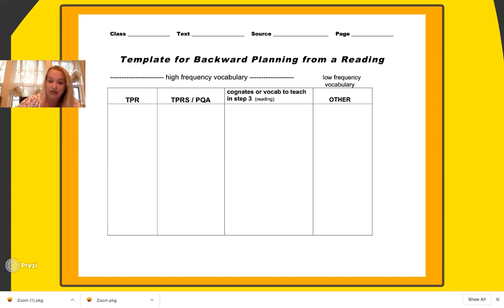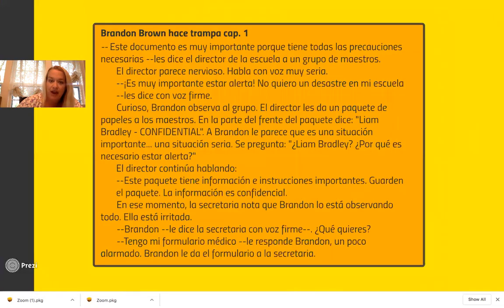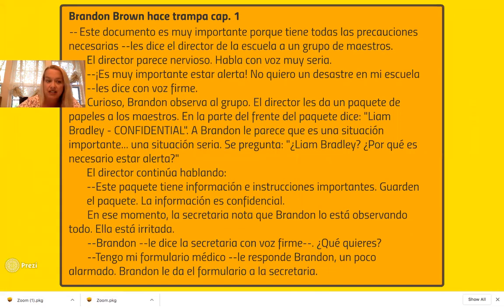So we're going to look at an actual sample of Brandon Brown Hace Trampa, which is cheating. This is chapter 1. It's just a passage of the book, but I want you to look at this passage and try to pick out words that would be TPR words, words that are very concrete. My first instinct is to put habla in that column. Habla is talk, so you can demonstrate comprehension by doing a gesture there. Le dice is really good. You put your finger to your mouth and kind of le dice. That's one that's really good with TPR.